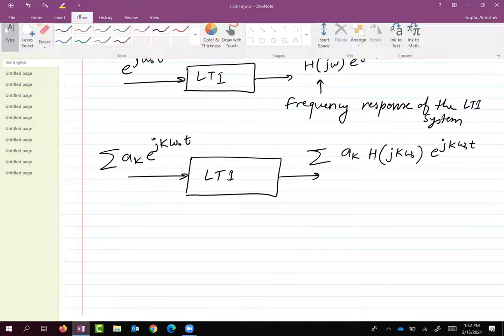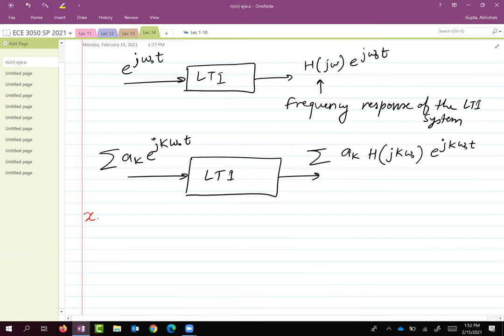Okay, so now let's assume that I have an input signal x(t) whose Fourier series coefficients are given by a_k. Then you can readily see that in the output, the Fourier series coefficients of the output signal y(t) are given by a_k H of jk omega naught.